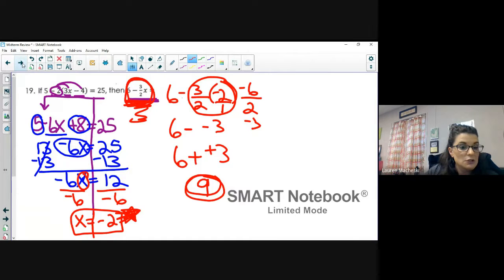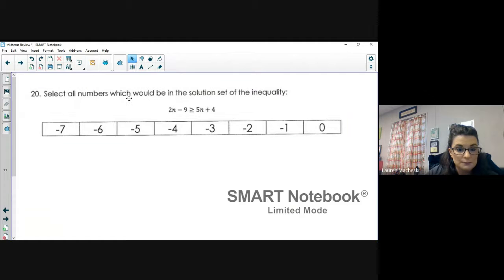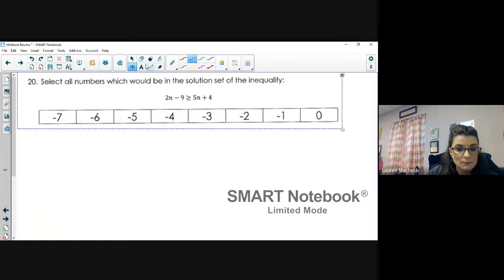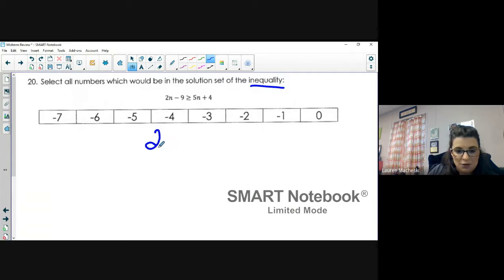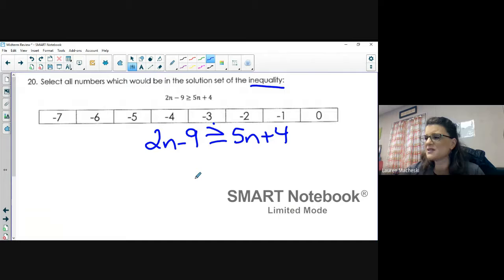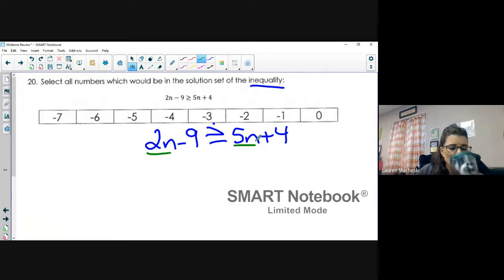All right, 20. Select all numbers that would be in the solution for the inequality. So we kind of saw this one before. I'm going to bring it down here. So 2n minus 9 is greater than or equal to 5n plus 4. I don't have any parentheses or like terms on either side, so I'm good to start. It does look like, though, I have variables on both sides.